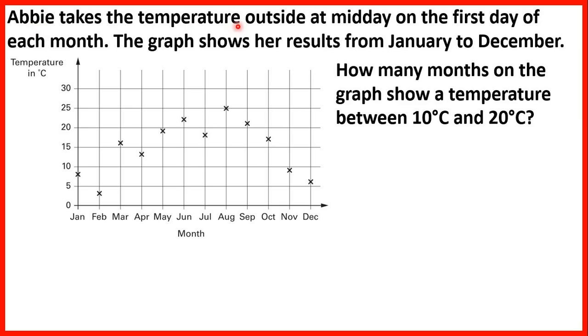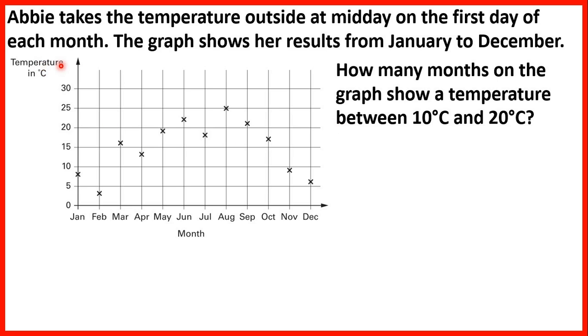Abby takes the temperature outside at midday on the first day of each month. The graph shows her results from January to December. How many months on the graph show a temperature between 10 degrees and 20 degrees?